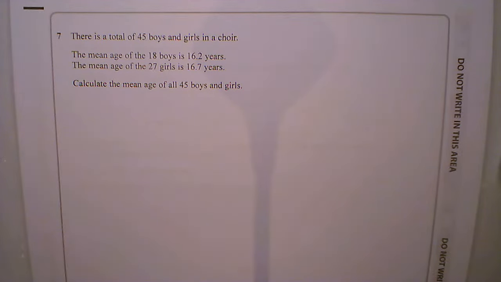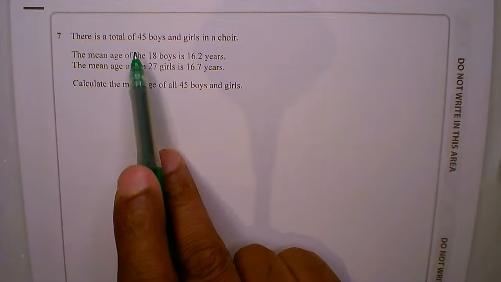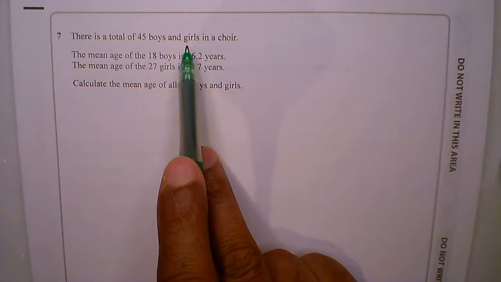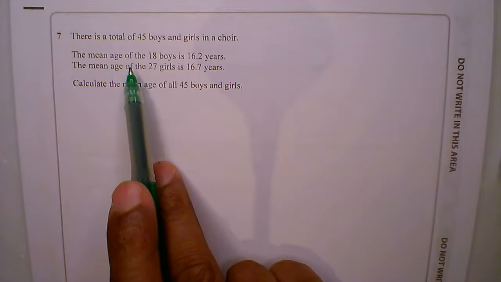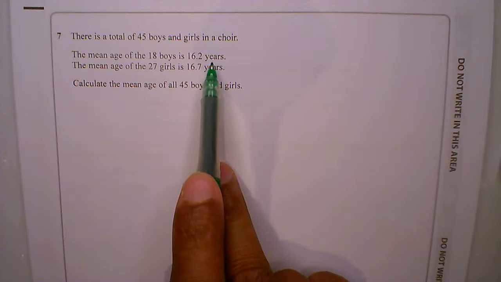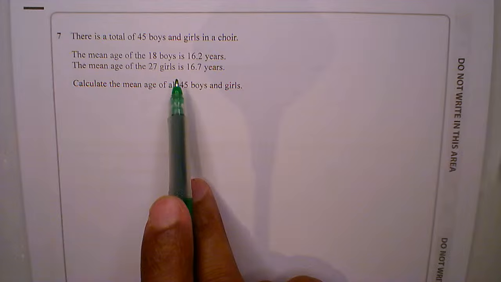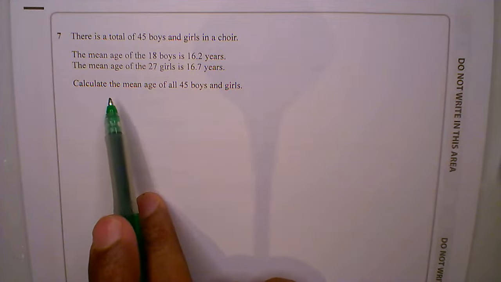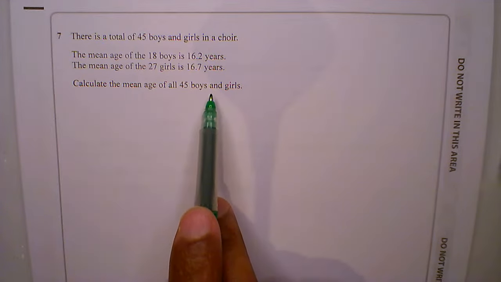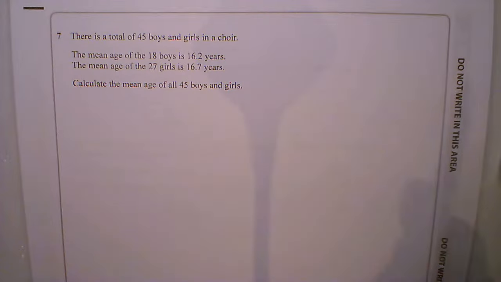Let's make a start. Question 7. There is a total of 45 boys and girls in a choir. The mean age of the 18 boys is 16.2 years. The mean age of the 27 girls is 16.7 years. Calculate the mean age of all 45 boys and girls.